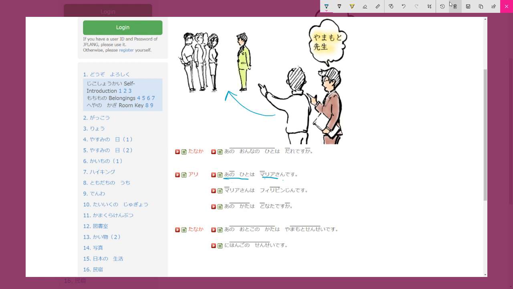So here we have Maria. Right? So ano hito, that person. Wa Maria-san desu is Maria. Full stop. And then Maria-san wa Philippinjin desu. So here we have a new katakana word again, and this means Philippines. I probably misspelled that. There we go. Philippines, right? So Maria-san wa Philippinjin desu.